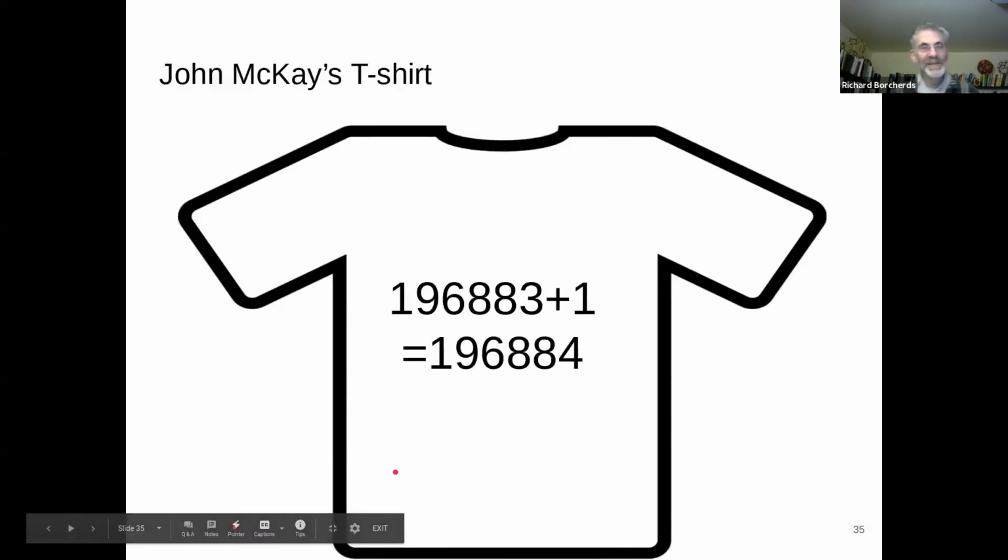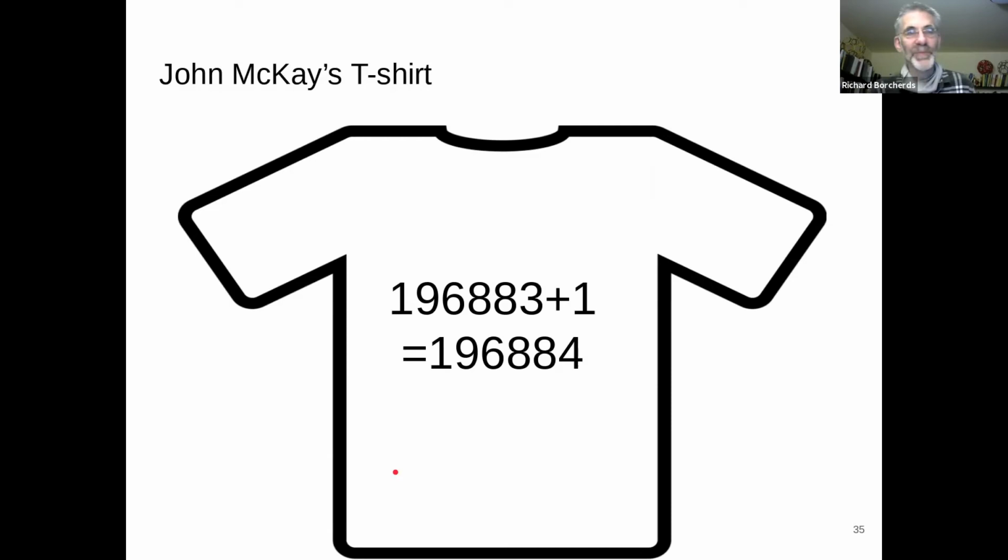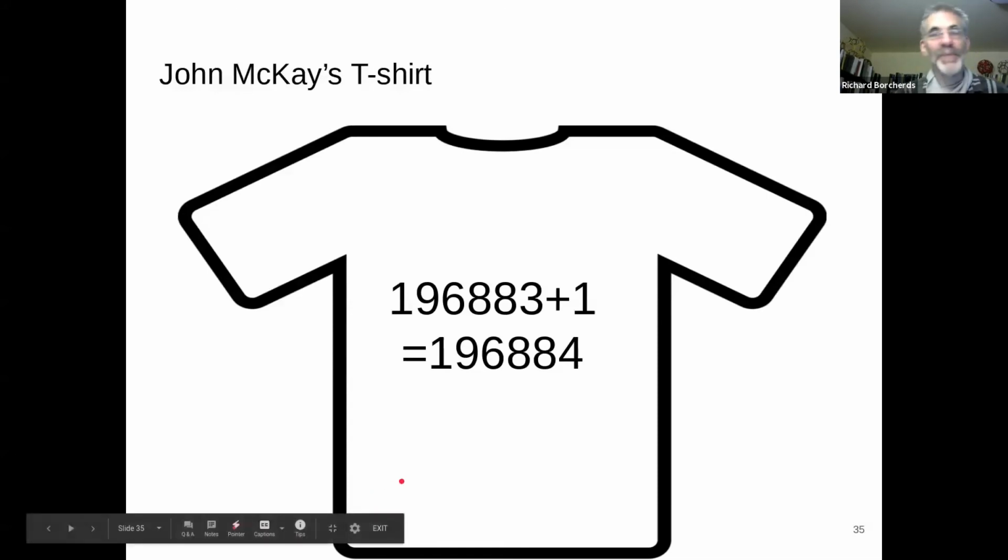For the rest of this talk, I want to explain John McKay's T-shirt. John McKay is a Canadian mathematician, and he had a special T-shirt custom made pointing out his great discovery that 196883 plus 1 is equal to 196884. And let me explain what the significance of this is.